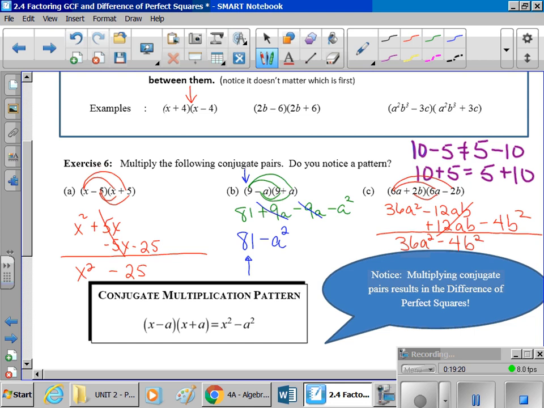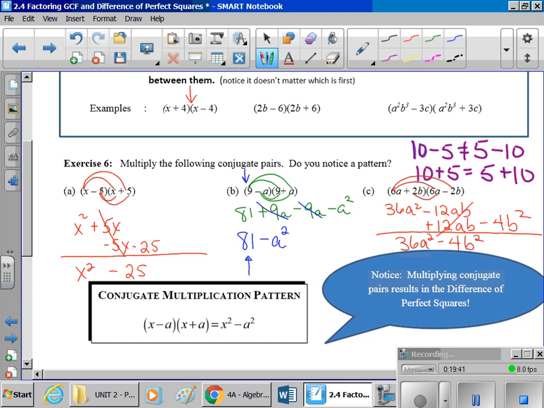So hopefully you notice a little bit of a pattern going on here. And right underneath it, I have this little notice that says multiplying conjugate pairs results in the difference of perfect squares. Look, I'm a poet and I didn't even know it. Multiplying conjugate pairs results in the difference of perfect squares. All right, that might be a little thing to remember.